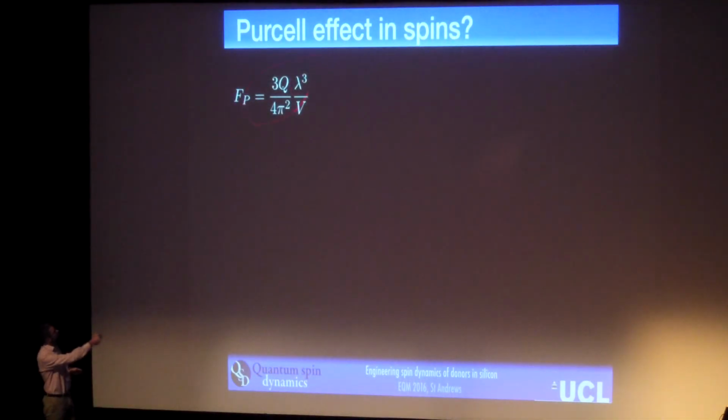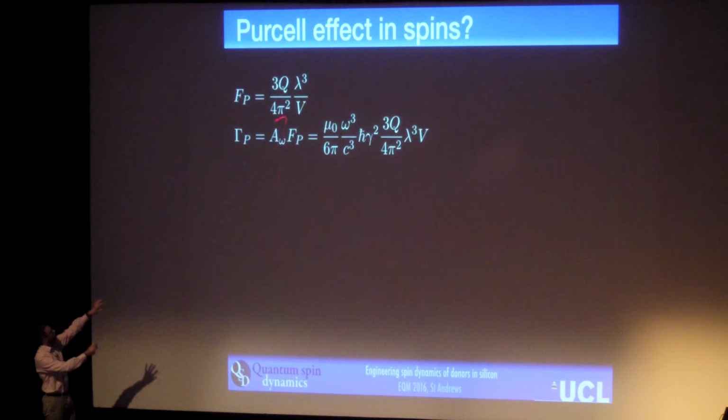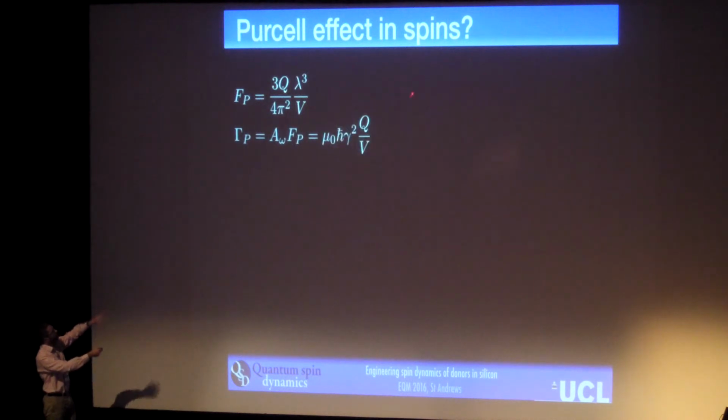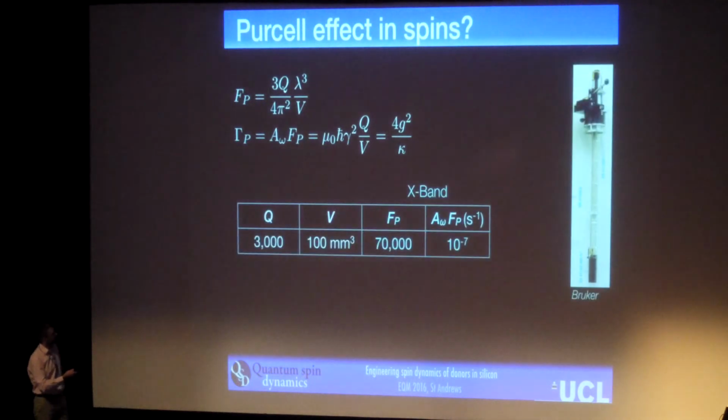And so if we take this enhancement factor multiplied by the spontaneous emission rate and tidy that up, we can see this new rate of spontaneous emission in a cavity goes as Q over V, the Q factor divided by the volume of the cavity. And we can also express that as 4g squared over kappa in the previous language.